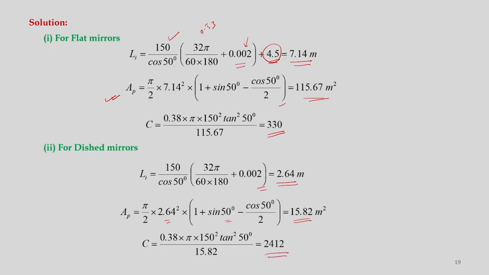See the difference in concentration ratio. In the flat mirrors, it was 330, and in case of disc mirrors it is 2412. You can see how much concentration we can increase. Okay. So, we can generate intense heat by using this disc mirror system or disc mirrors. Okay. So, this is a very important problem to understand the difference between two mirrors, and how we can increase the concentration.